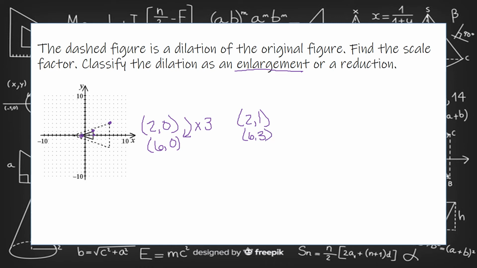Let's check this one. That's negative 1, 0. Oh, and it did grow to negative 3, 0. So each of the x and y are multiplied by 3. So this scale factor is 3, and that is an enlargement.